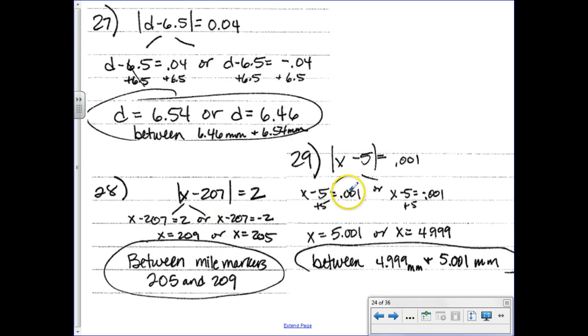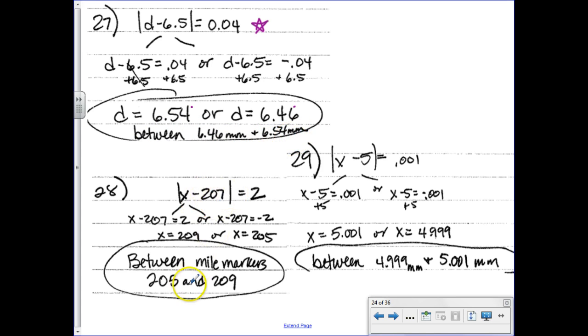27, 28, and 29 were word problems. 27, they had it set up for you and they gave it to you in there. So as you solve it, you get 2 values, but because I believe this is something you are manufacturing and you have a certain variance or tolerance level, you can get between 6.46 millimeters and 6.54 millimeters.